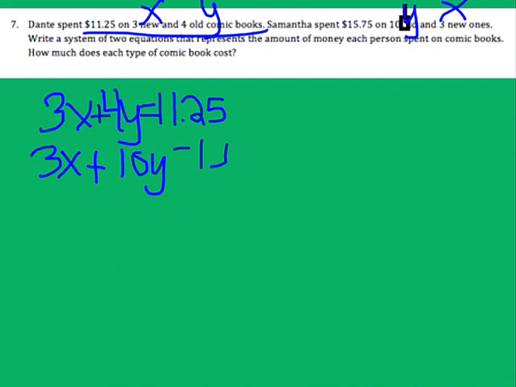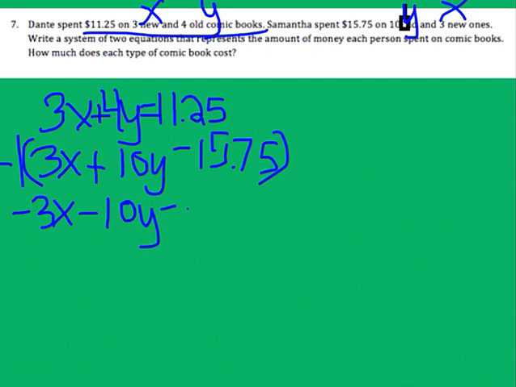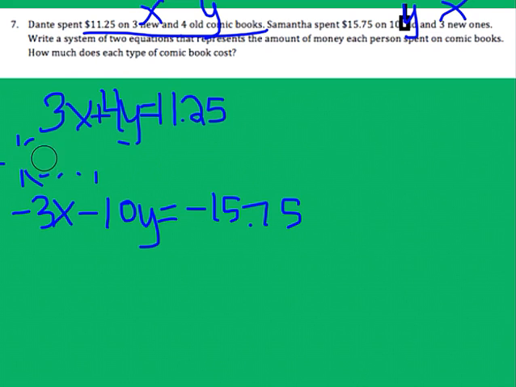Okay, so what I notice here is that I have the same numbers on the top and the bottom. So all I'm going to do is multiply that second equation by a negative 1. So then I get negative 3x minus 10y is equal to a negative 15.75. So then this equation I don't really need anymore. Okay, so let's go ahead and we can add down the columns here.